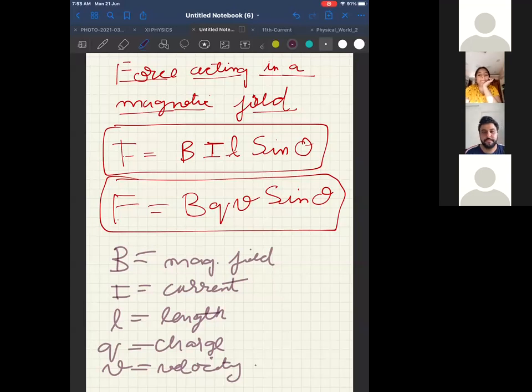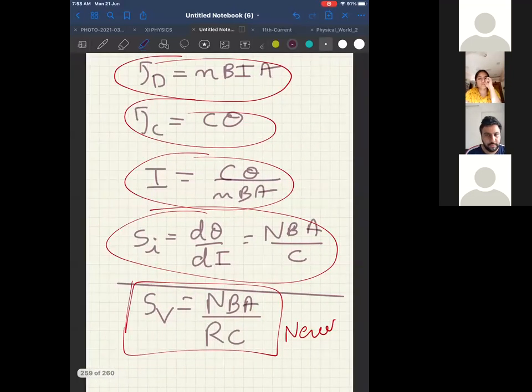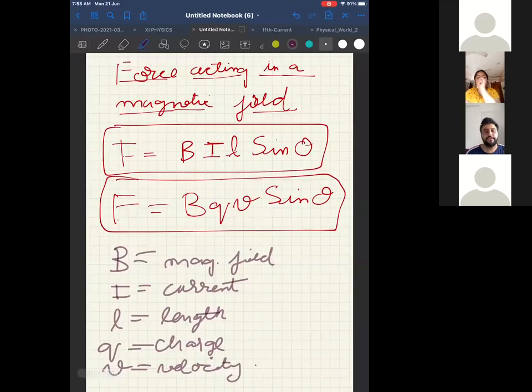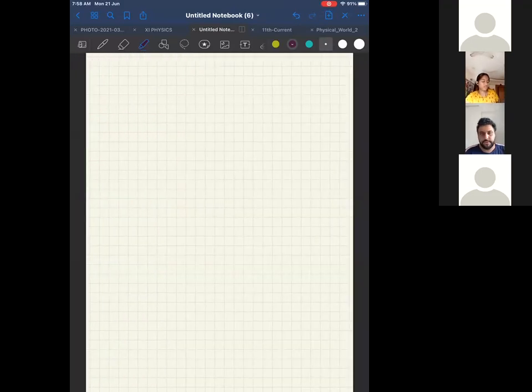Done? Okay. Now, making use of the formula we already know, we'll try to solve some MCQs. MCQs of either this, that is moving coil galvanometer, or this, that is of force in a magnetic field. Now, making use of this formula, we can start with some MCQs, not all.